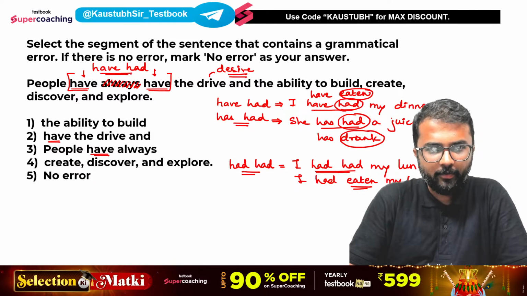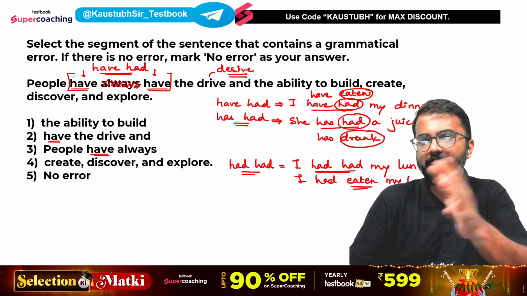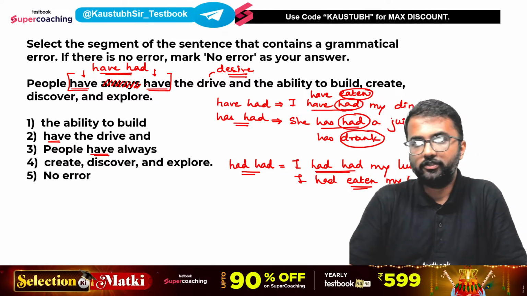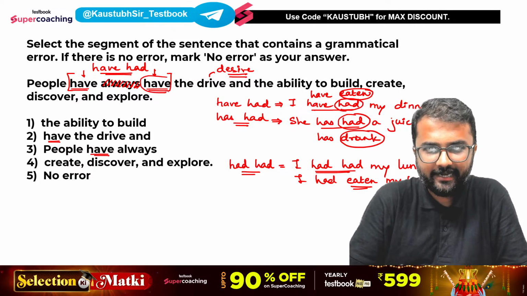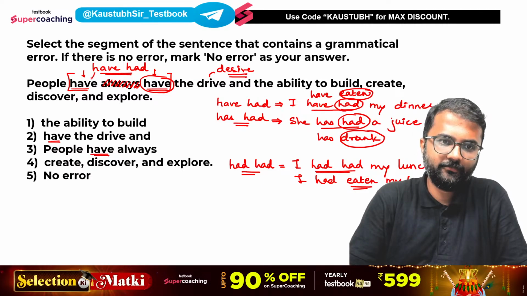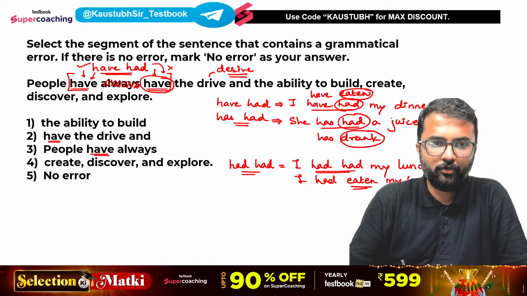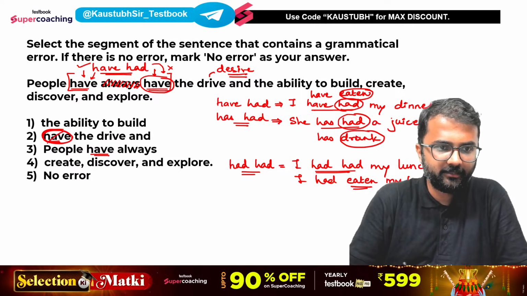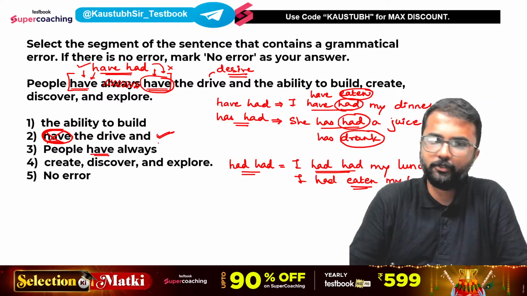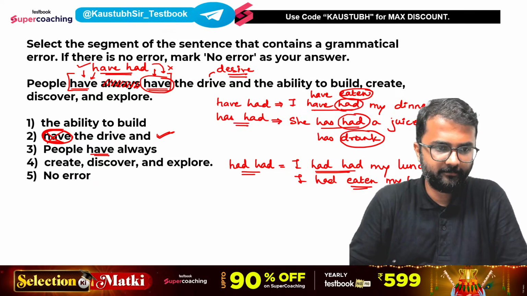So basically what we are looking for is have had. People have had this drive. So which have is wrong? The second have is wrong. This first have is written correctly. The second have is written incorrectly. So the right answer here should be option number 2 or option number B.